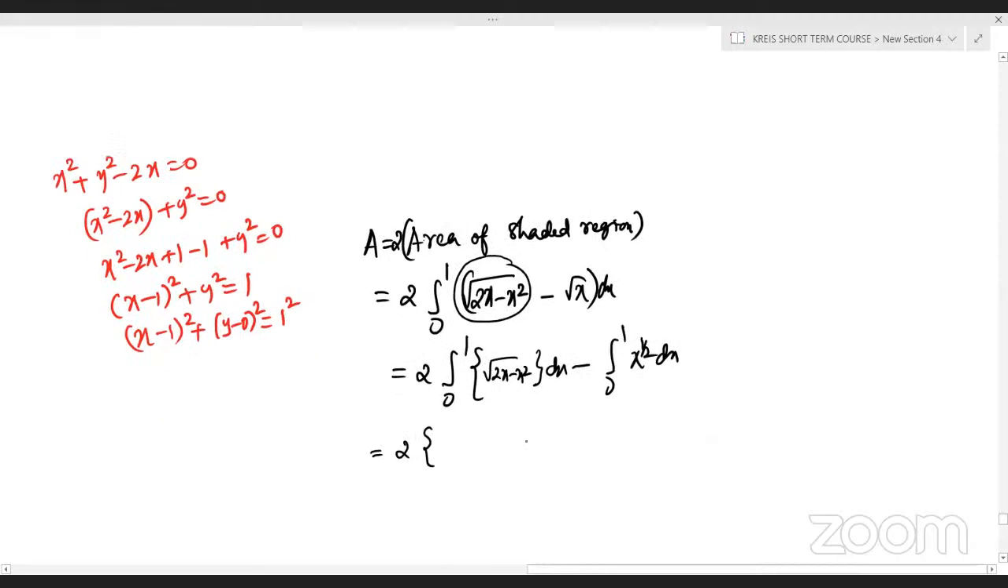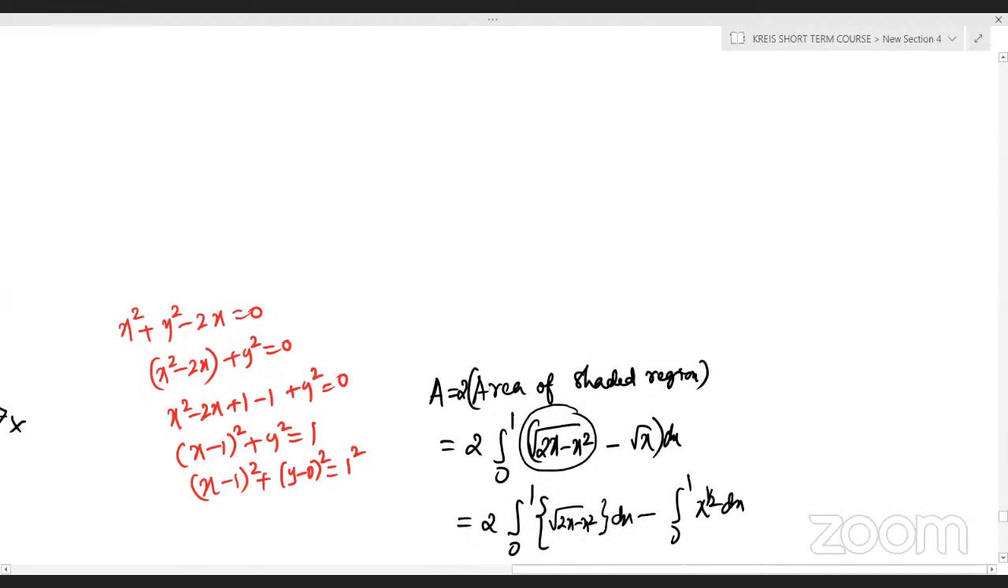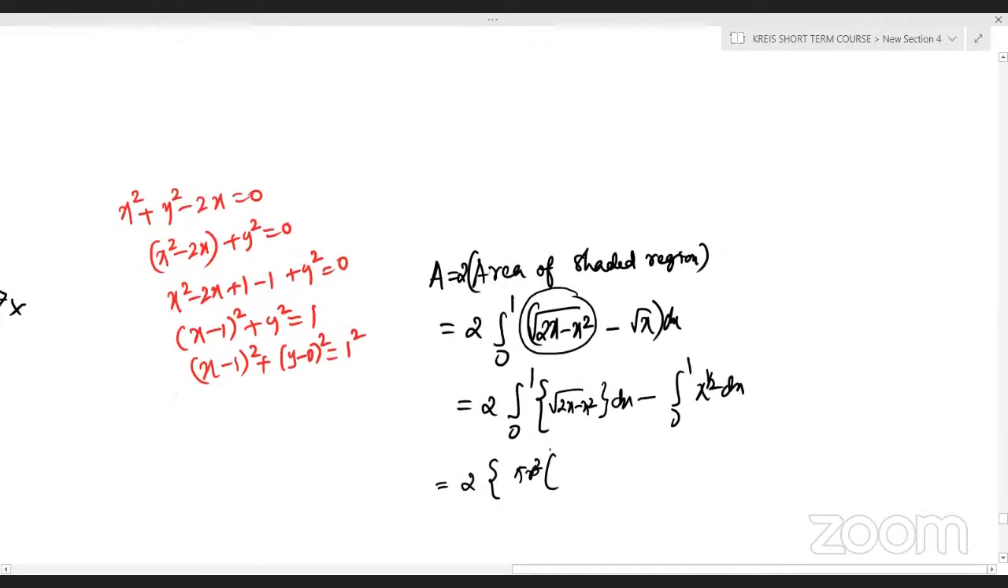Area of the circle is going to be pi r squared. You can use pi r squared if you use it. r is going to be 1, right? So you get x minus 1 the whole square plus y minus 0 the whole square is equal to r squared. So if you simplify this, otherwise you can directly integrate this one.